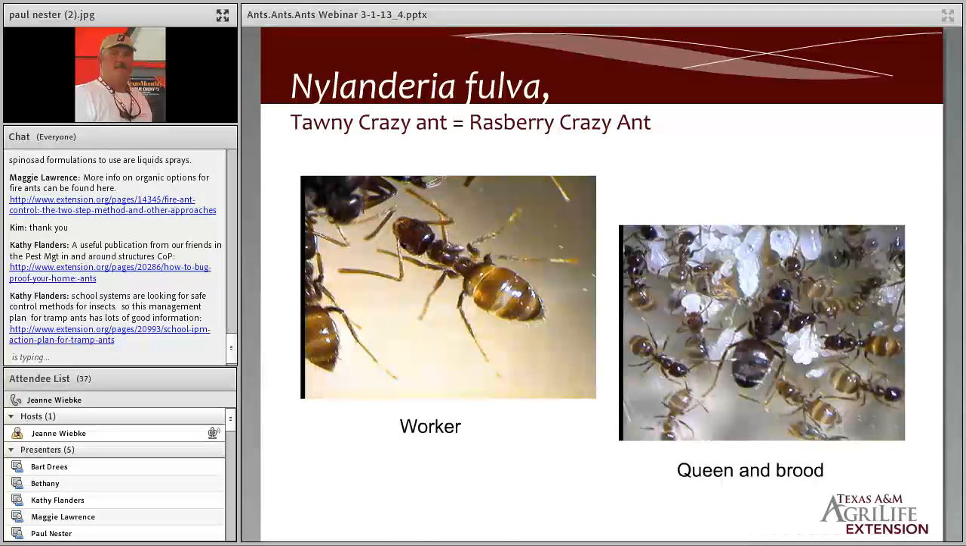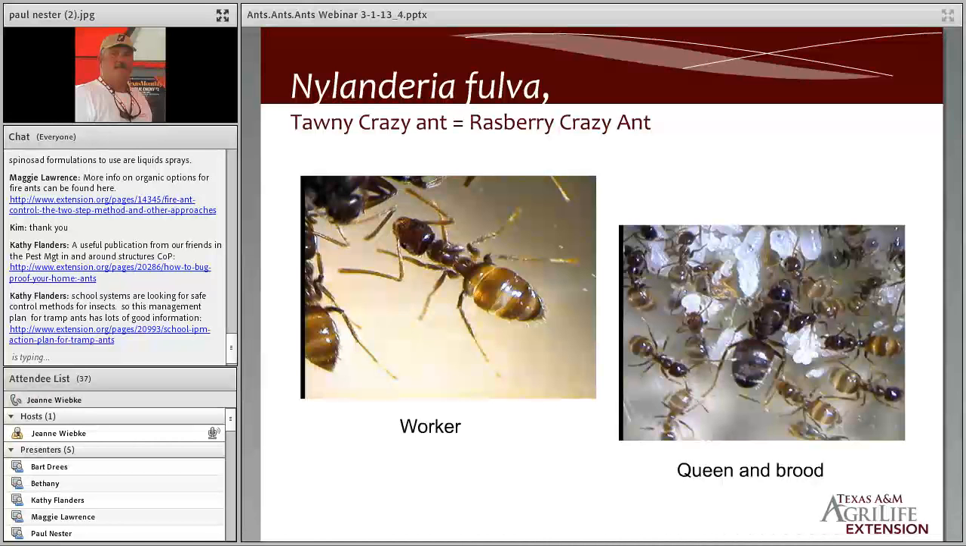It was recently ID'd as Nylanderia fulva, and the reason I call it the tawny crazy ant is that it is a proposed common name, and fulva is Latin for tawny. So tawny crazy ant is a good common name, and it would be synonymous for us with the Raspberry crazy ant, because that's what we've known it as since Tom Raspberry has been working with the ant in our area. So locally, it'll probably still be called the Raspberry crazy ant.